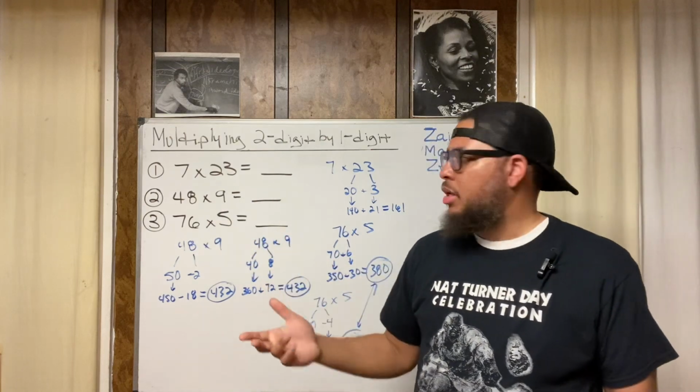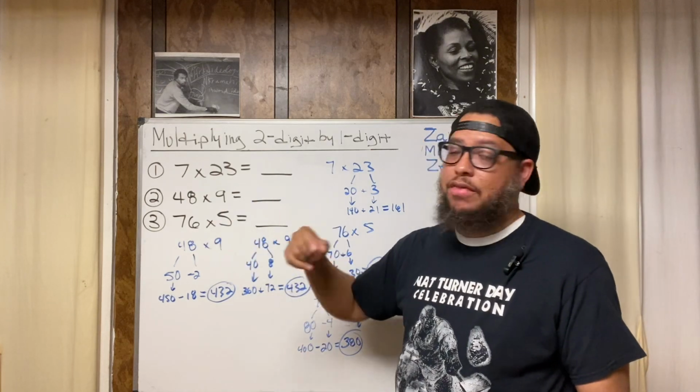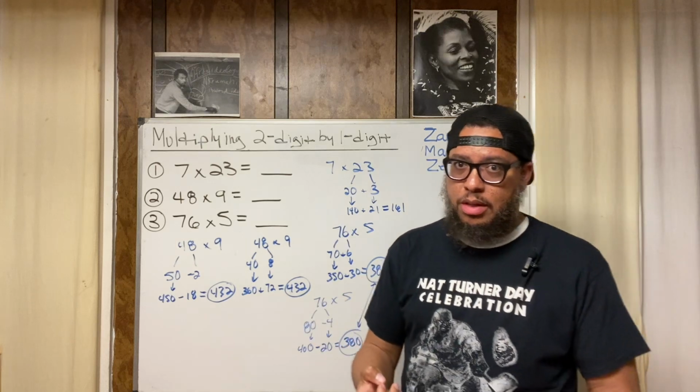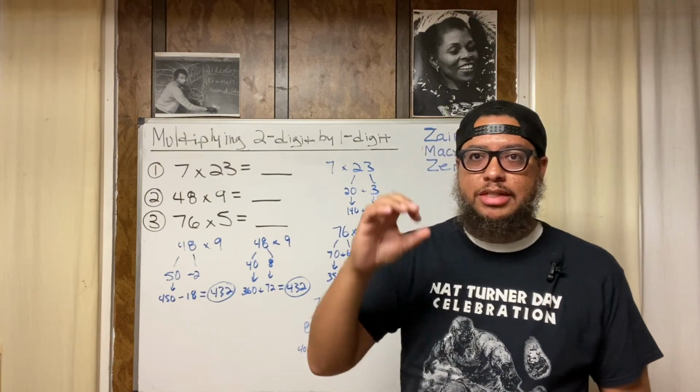76 times 5. Let's imagine 5 cents is the value of a nickel. The value of a nickel, right? When you look at a nickel, it's got Thomas Jefferson on it.